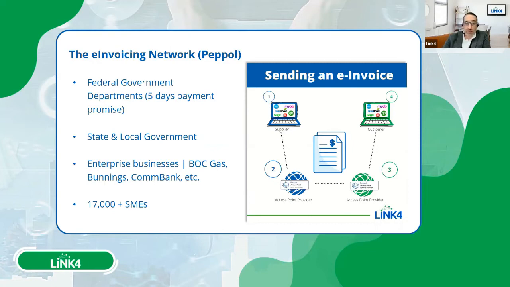Enterprise businesses like BUC Gas, Bunnings, Commbank, and others are also on the network, and more than 17,000 businesses are on the network as well. So definitely, if you are using Link4 now, we will show you how to activate the network settings from your Link4 account, so you can see which of your customers and suppliers are ready for e-invoicing.